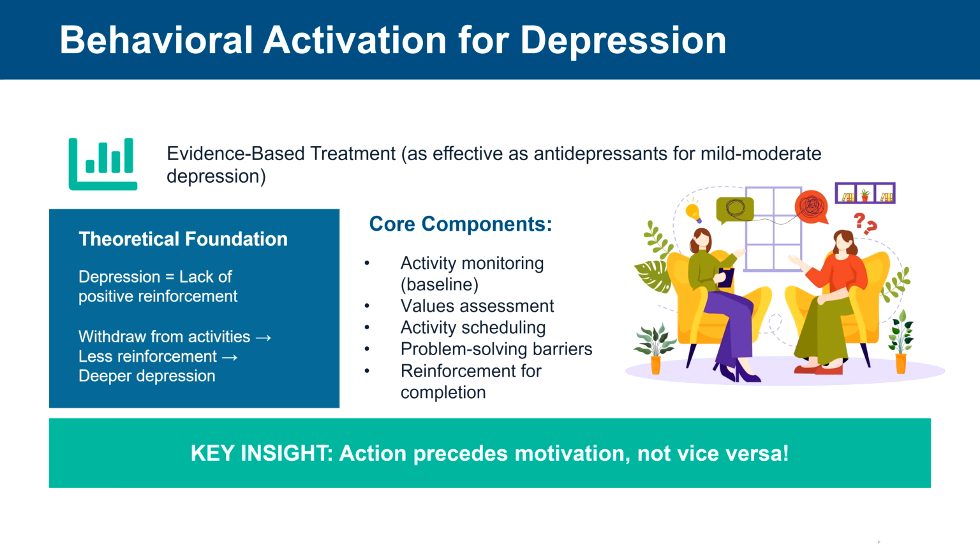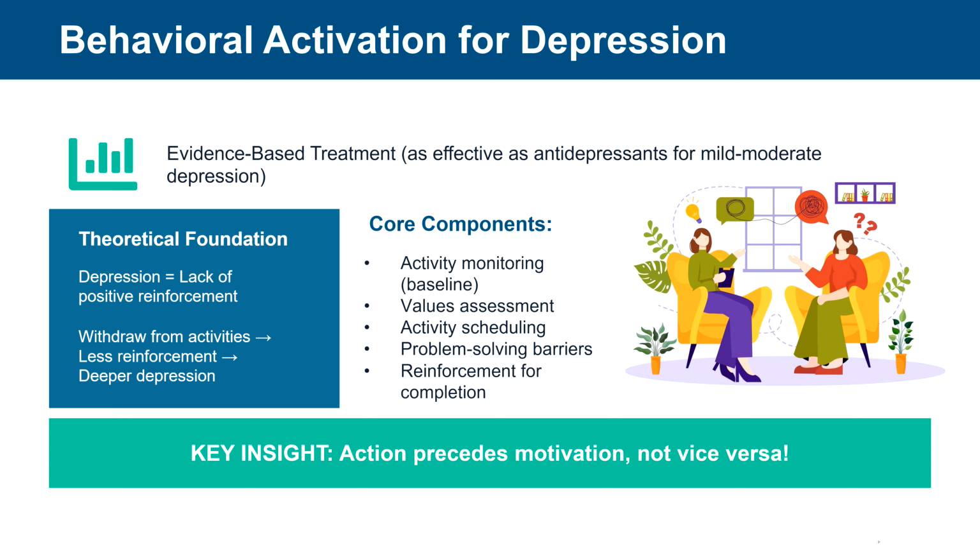Let me share a case with you. A 35-year-old client came in with moderate depression. She was staying in bed most of the day, had stopped all hobbies, rarely saw friends. In the first week, we had her monitor her activities. The data showed almost no pleasant or rewarding activities. Starting in week 2, we scheduled 2 pleasant activities per day, a 10-minute walk and calling one friend.